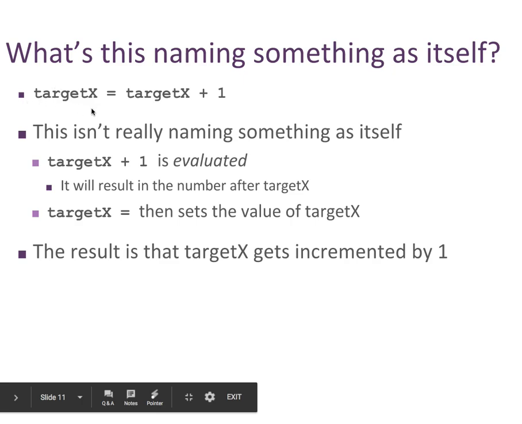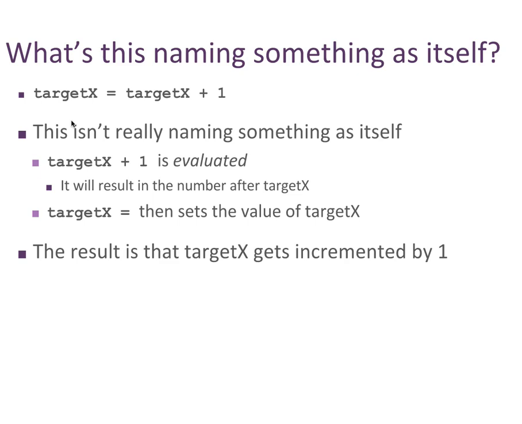So we've seen this before in some of the little hands-on exercises, but just to reiterate what this is doing, target X equals target X plus 1 takes the current value of target X, adds 1 to it, and puts it back into target X. So if target X is 10, it's just adding 1, now it's 11, puts it back into target X. And so the impact is basically it's just incrementing the variable by 1.